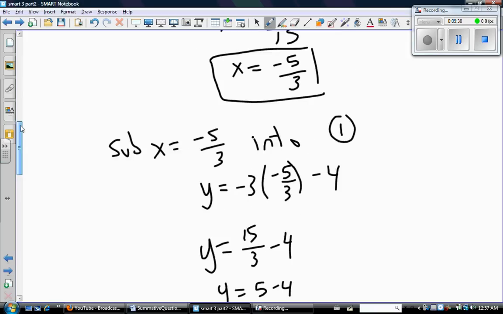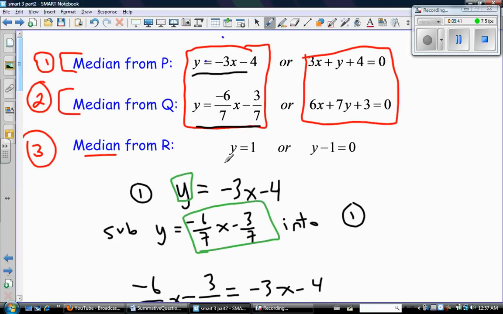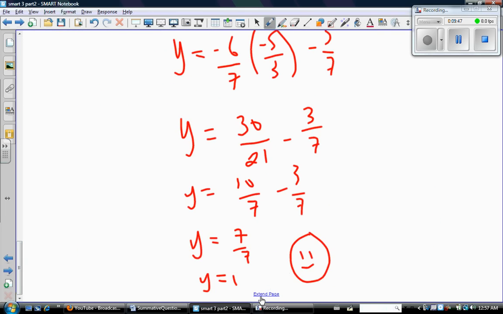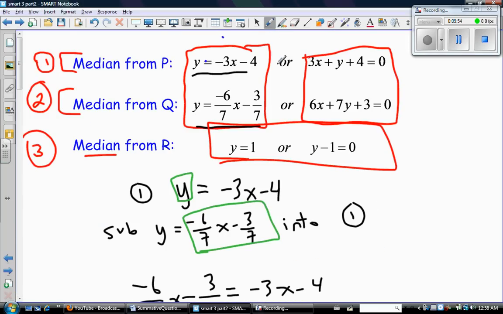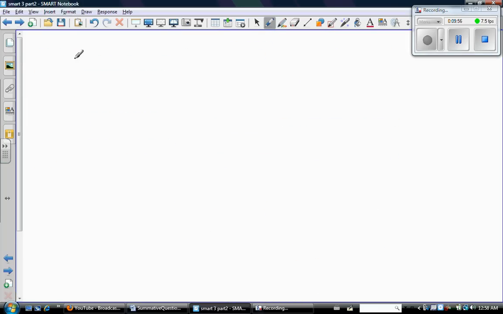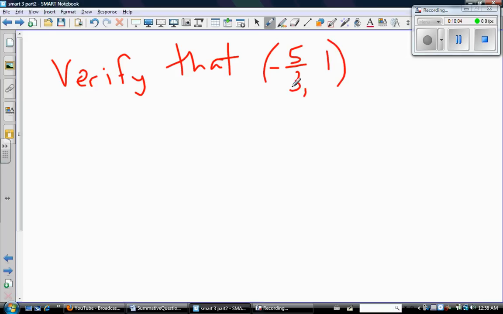But I had a third equation right here, and I haven't used it yet. So we also have to verify. Now, hopefully you did that very quickly mentally. We also need to verify. So let me get a new page here. We need to verify that negative 5 over 3 comma 1 is on line 3.